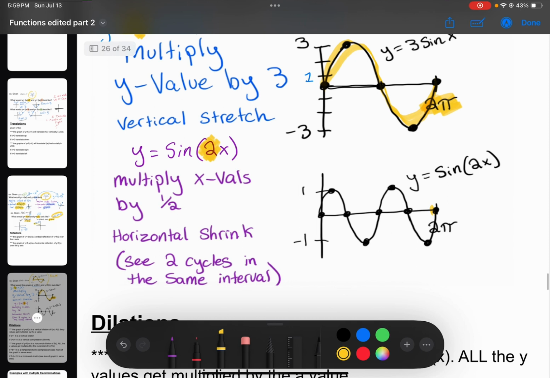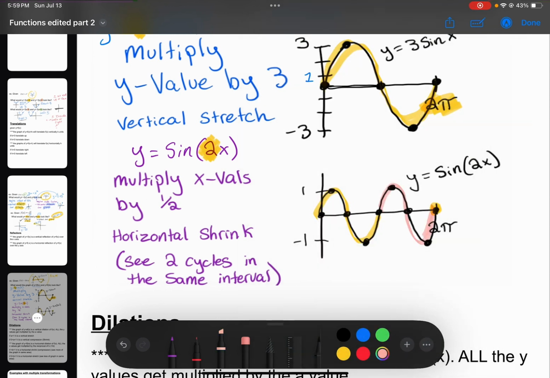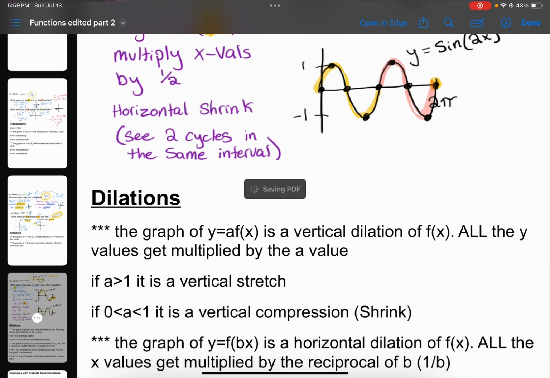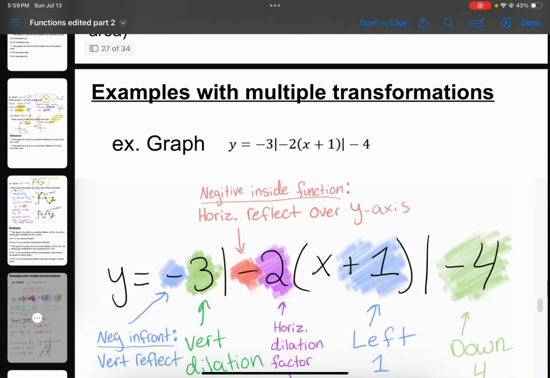So now, when we go to 2 pi, we see 2 full cycles. So there's 1 cycle in yellow, and here's the second cycle of pi. So this is 2 cycles in the same interval because we are shrinking it horizontally. And again, you can always double check these in the graphing calculator. And the rules are written out for us here.